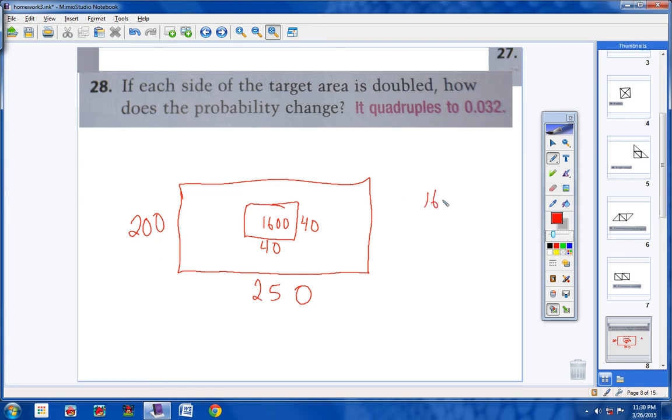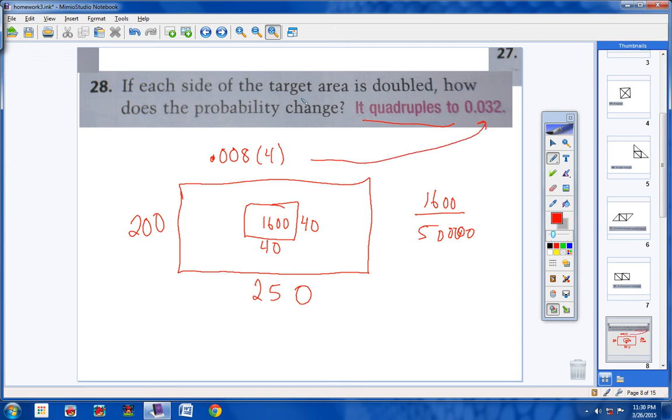So 1600 divided by 50,000. I'm going to check it just to make sure we're doing everything correctly. So 1600 divided by 50,000 gives you 0.032. So it quadrupled. The original probability was 0.008. If you multiply that by 4, you will get 0.032.